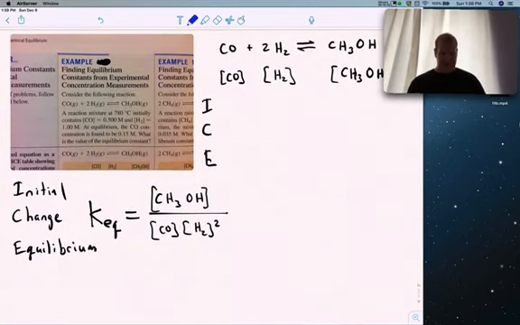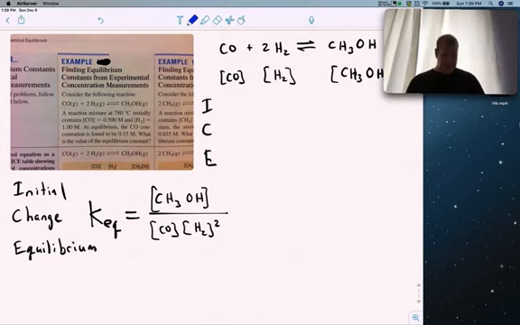Okay, so pay attention to this because we're going to be using this type of problem and this type of approach for pretty much the next 3 chapters. It's colloquially called the ICE chart, initial change equilibrium. So let's look at this example. Consider this reaction. Carbon monoxide plus 2 hydrogens makes methanol. The initial concentration of carbon monoxide is half molar, hydrogen is 1 molar. At equilibrium, the concentration of methanol is defined to be 0.15 molar. What is the value of the equilibrium constant?